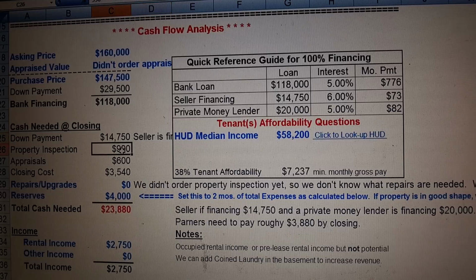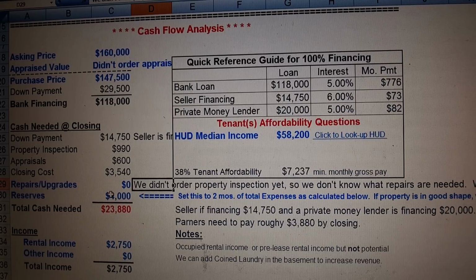All right, so the property inspection is going to be $990 for the 6 unit. The appraisal, we didn't order yet, but I assume it's going to be about $600. Closing costs, I put it at 3.5% of the purchase price, which would be about $3,500. Repairs, upgrades: as you see here, we didn't order the property inspection yet, so we don't know where repairs are needed, but we'll try to have the seller fix them. And there are some other strategies to have the seller fix them. I did a YouTube video about it last week, so just check that out.